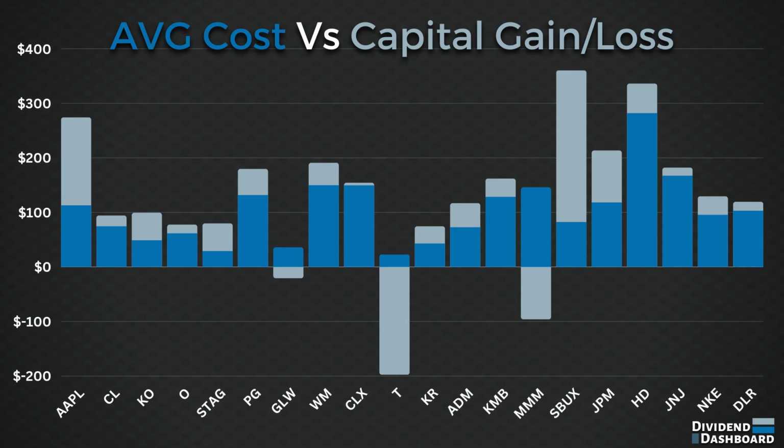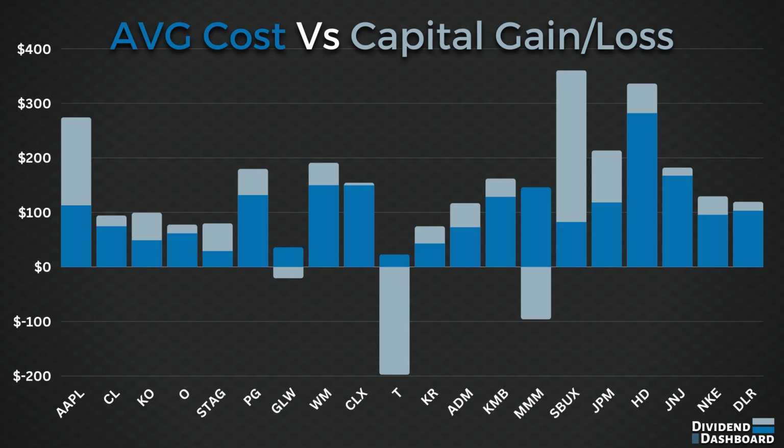Average cost versus capital gains. This is a brand new slide, and this is the first time showing it in a video. So in blue, we have the average cost of my holdings, while in gray, we have the capital gains or loss. The bigger the gray bar, the more gain or loss that the position carries. We can see how big in profits I am with Starbucks and Apple, but on the other hand, I'm losing with Corning, AT&T, and 3M.